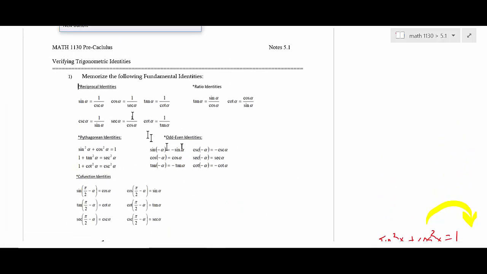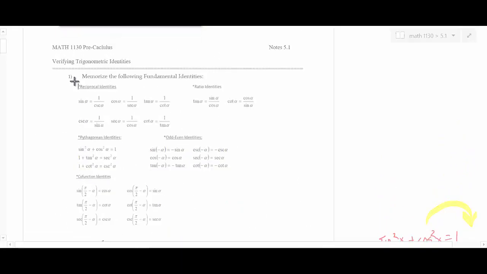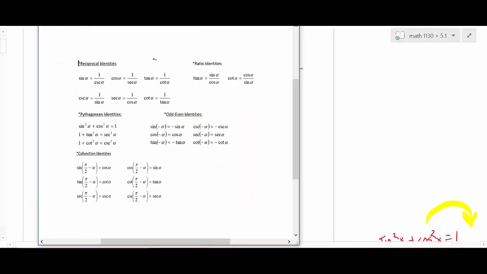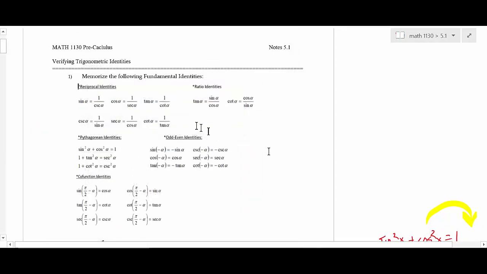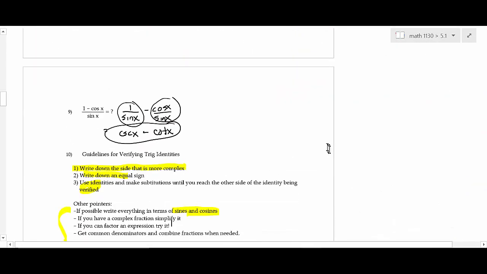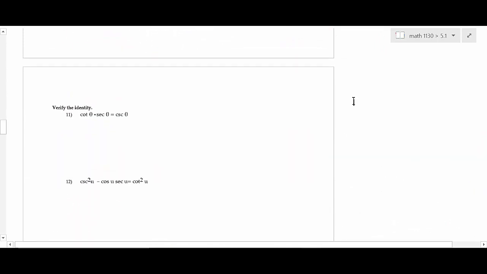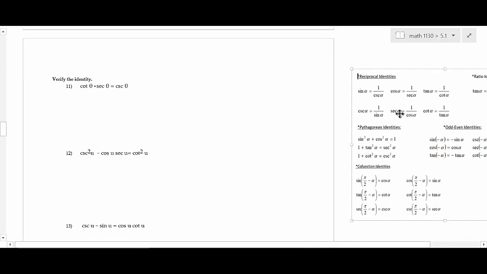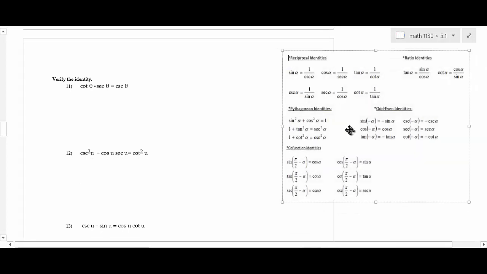You picked up that identity sheet, so you might keep that at the side of your paper right now as we're doing these proofs. Once you get these memorized, you don't have to look at them so much, but as I'm teaching this, I like to refer to the identities as I go through these. Okay, so here's what you want to do on problem 11.